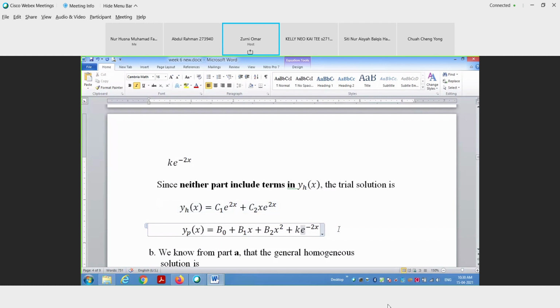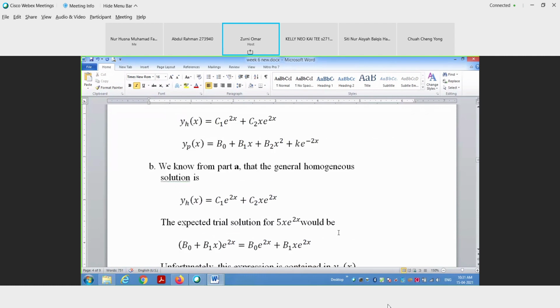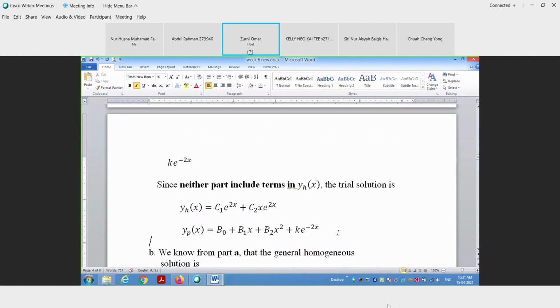So now YP is this. Your final YP will be this. After comparing all the terms, each term in YP is not the same as each term in YH, and your YP is this. This is your final YP. This is again the most crucial step. Any questions?